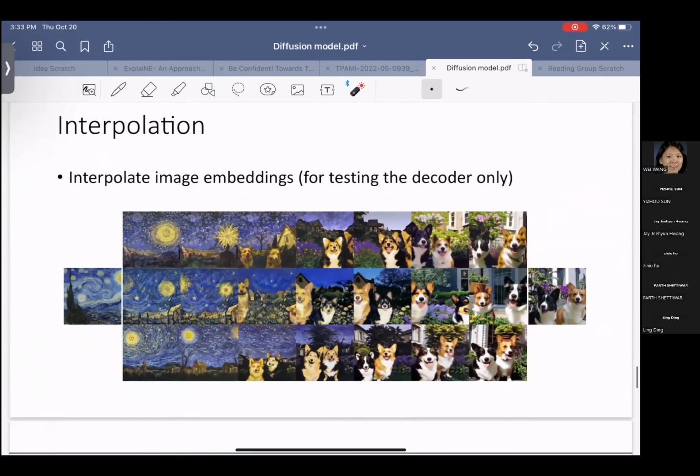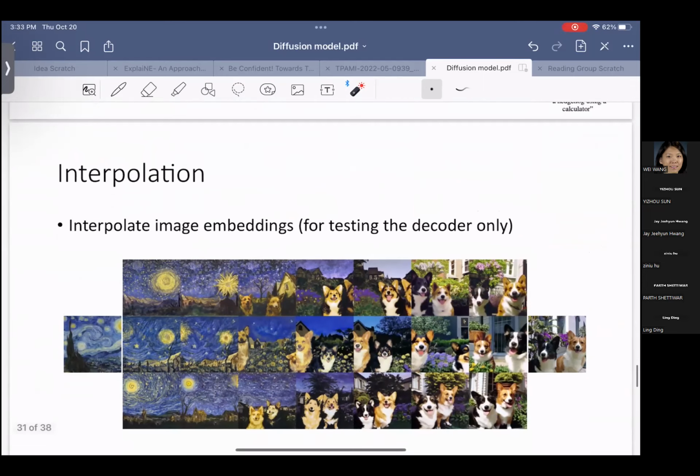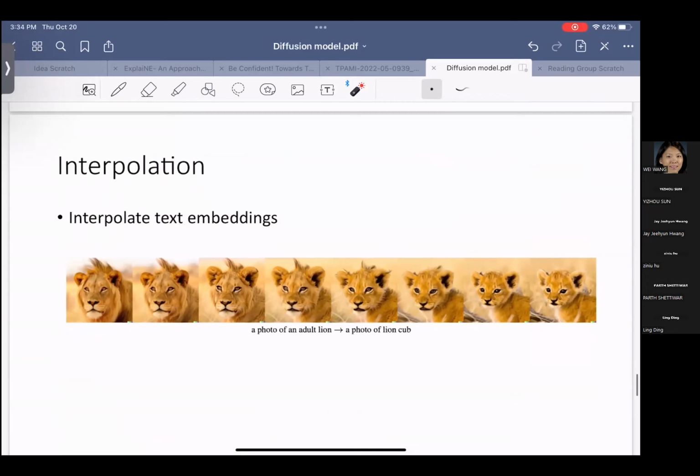They also did another ablation study. For example, this one is for testing the decoder. Because for the decoder, we can condition on any image embedding we like, right? So they condition on two different image embeddings and try to interpolate, to generate something in the middle. If we condition on this Van Gogh painting, you can generate something in Van Gogh style. If you condition on these two dogs, you can generate other dogs, but in the middle, you have the interpolated image. And what's more interesting is that you can do interpolation for the text to achieve this result.